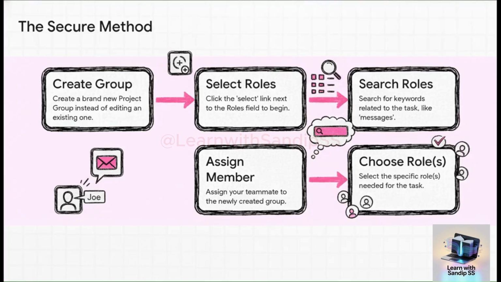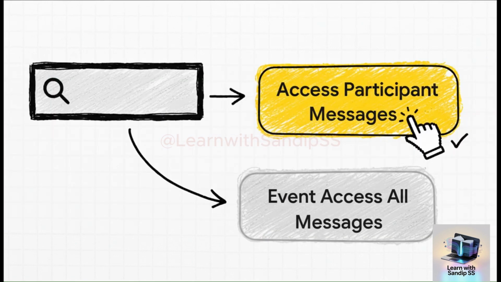Okay, here we go. So instead of just adding Joe to an existing group, Monique creates a brand new one. From there, she clicks to select roles, and then she just searches for a keyword that's related to the task. In this case, messages. The system instantly shows her the options, she picks the perfect one, and bam, she adds Joe to this new, secure, custom-built group. Simple as that.